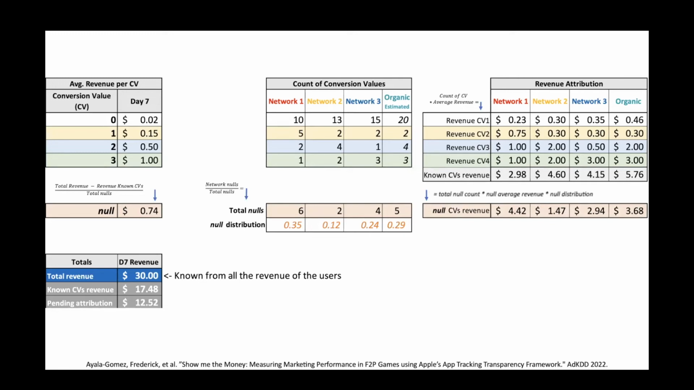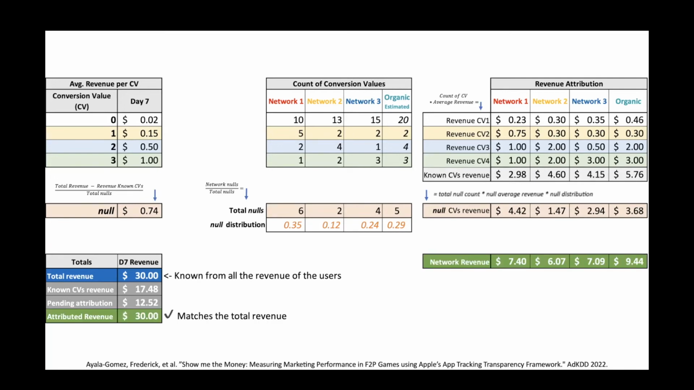The first step is to calculate the average revenue per null conversion value, and this is done by subtracting from the total revenue the revenue known from the conversion values and dividing by the total nulls. Then we look into the null distribution for the different networks. And finally, we can allocate the revenue by multiplying the null average revenue by the null count by the network null distribution. If we sum what we just allocated based on the null conversion values with the known conversion values, it matches exactly the $30 that we wanted to allocate initially.